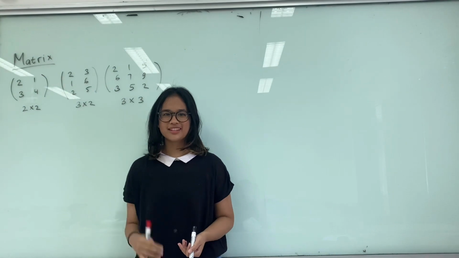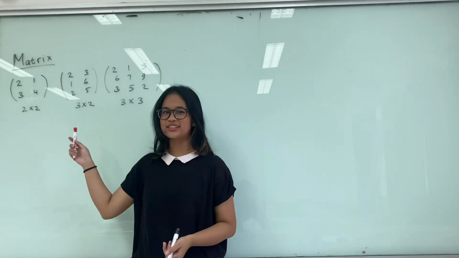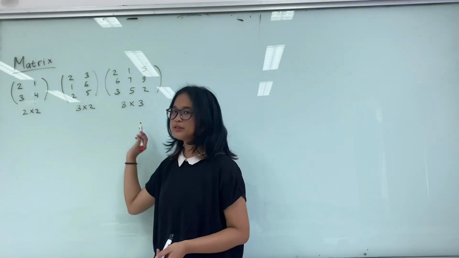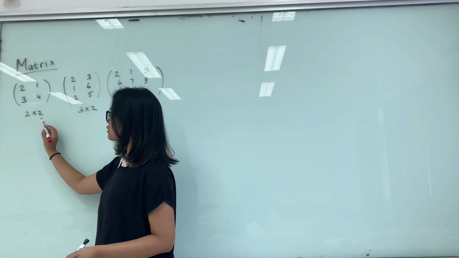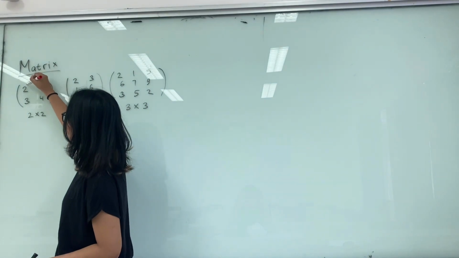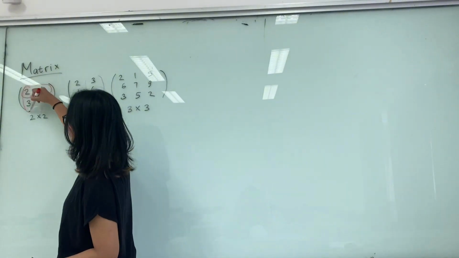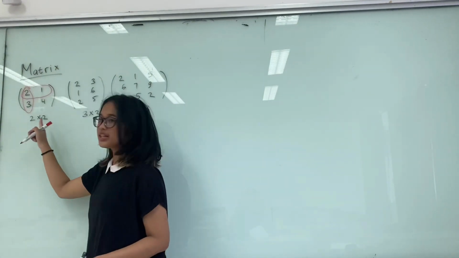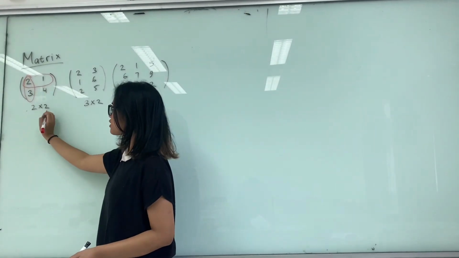Hi everyone, my name is Zahara and today we're going to talk about matrix. So first of all, we have 3 matrices here. This is a 2 times 2 matrix. Why is it 2 times 2? Because this is the row and this is the column. So how to write these is row times column.